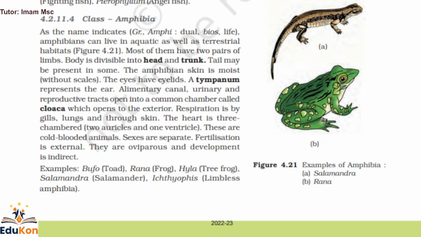Amphibian skin is moist but without any scales, and their eyes have eyelids. A tympanum represents the ear. Alimentary canal, urinary and reproductive tracts open into a common chamber called cloaca, which opens to the exterior. The respiration is by gills, lungs and through skin. So these are all the characteristic features of amphibian animals.